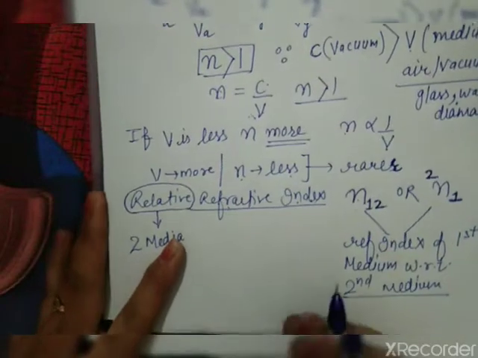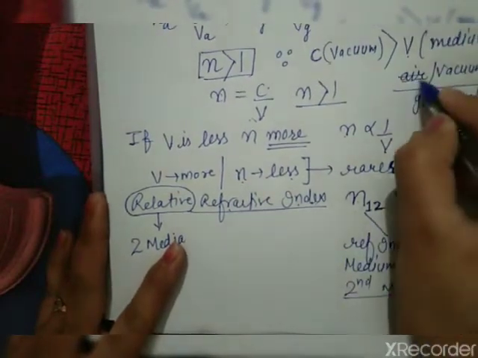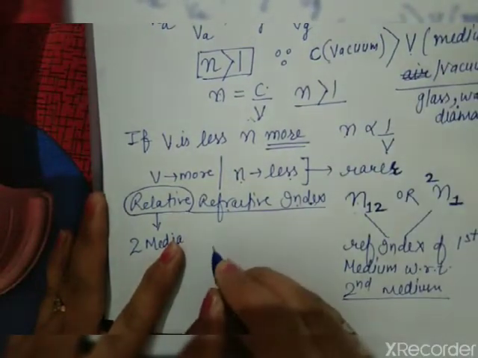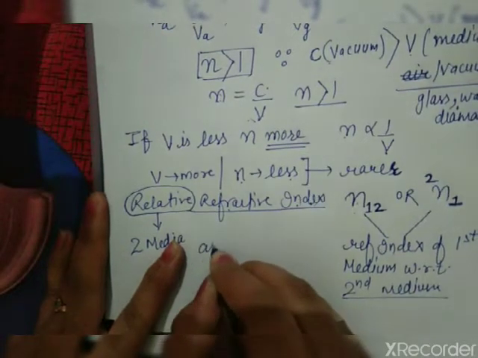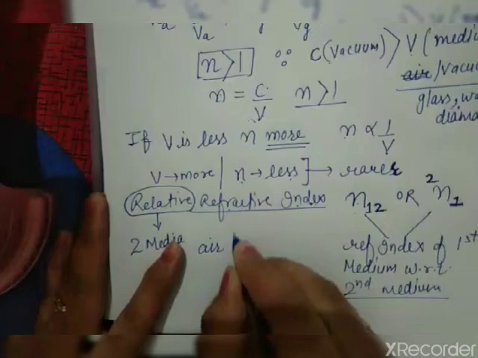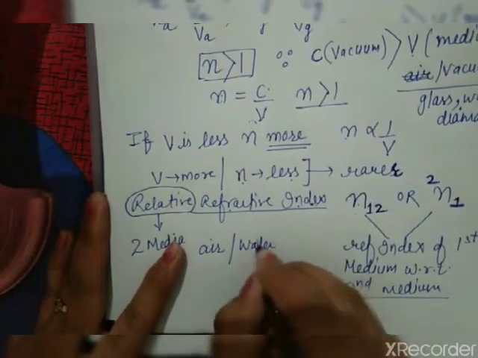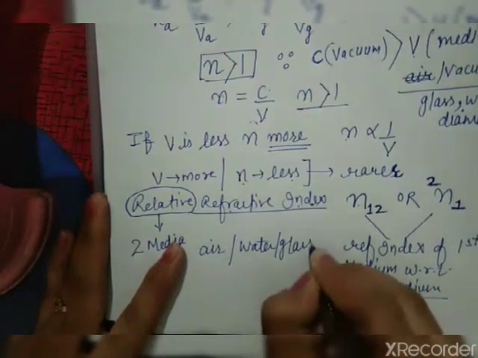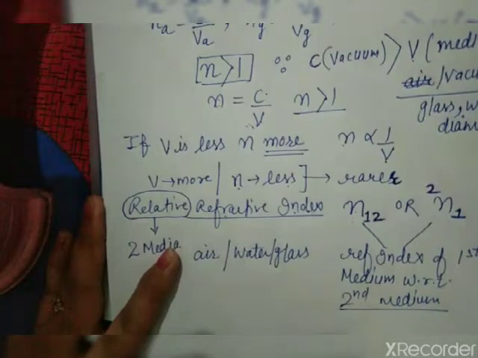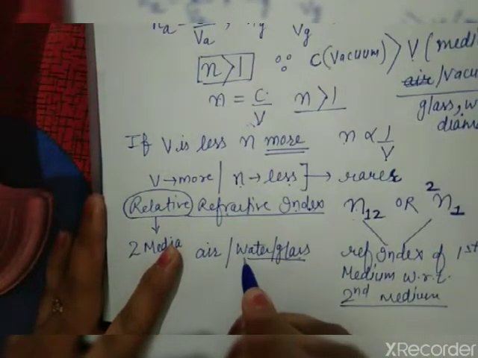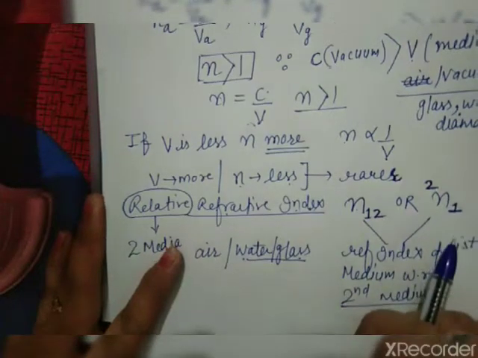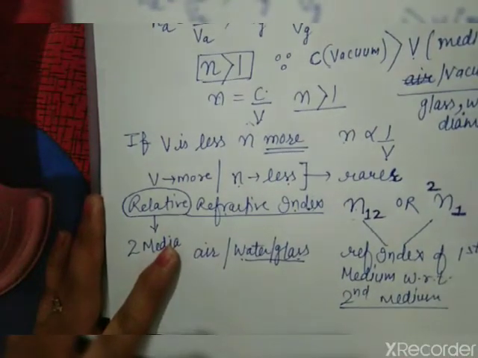But in this case, light is changing its medium from air to water, water to glass. It means any two. It may be water to glass, glass to water. When light changes its medium, then what happens?